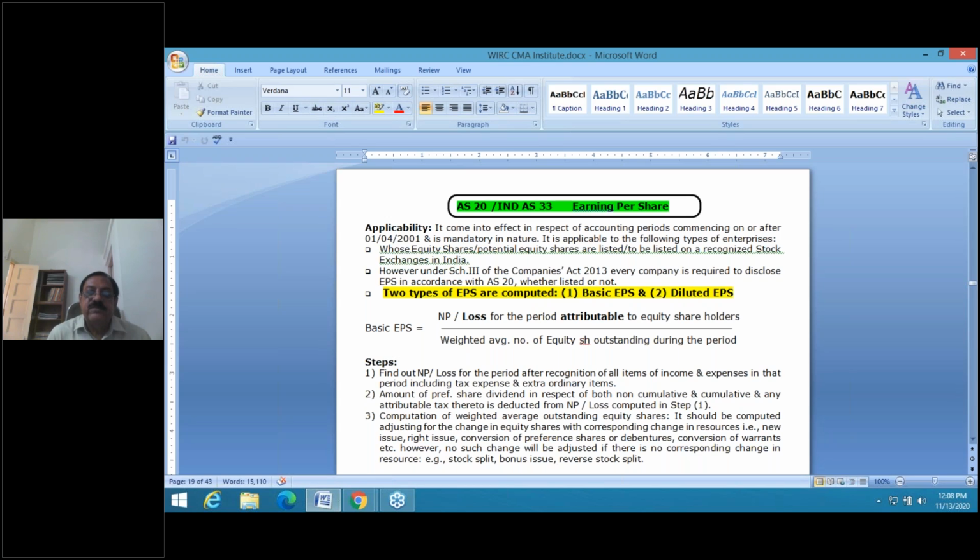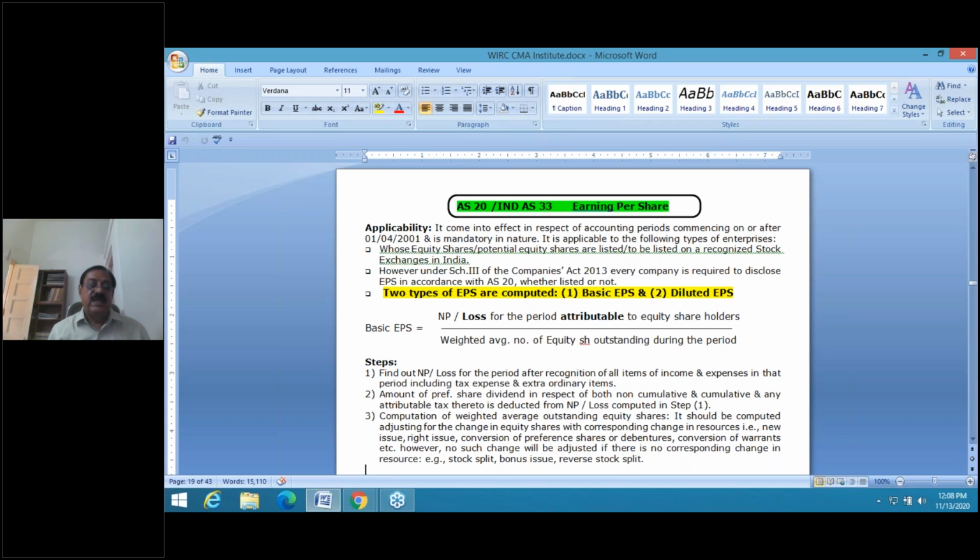It is applicable to the following types of enterprises whose equity shares, potential equity shares, are listed or to be listed on a recognized stock exchange. It is applicable to all listed companies. Secondly, however, under Schedule 3 of the Companies Act 13, every company is required to disclose EPS in accordance with AS 20, whether listed or not.